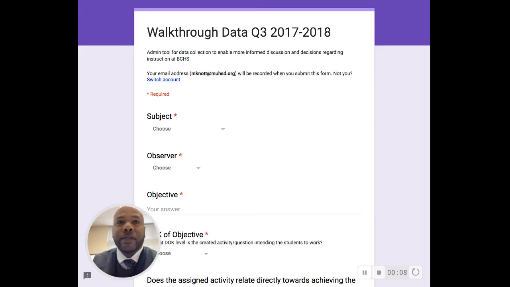I thought I'd try something a little different this week with the intent of helping everyone understand our walkthrough data. So on the screen is our Q3 walkthrough form, and I'd like to take you through each portion of that form. As you can see, it says walkthrough quarter 3 data for 2017-2018.